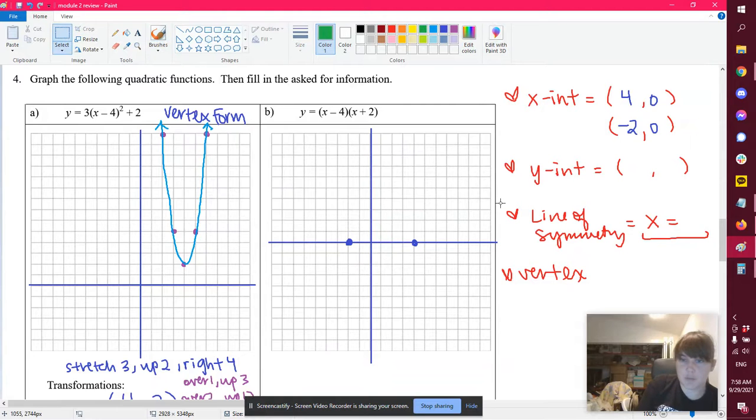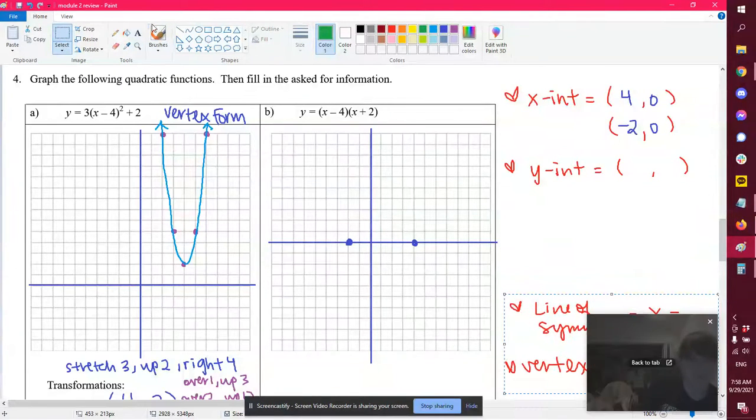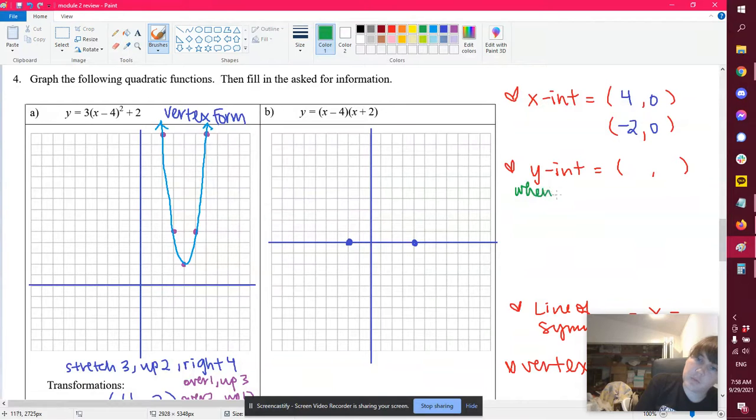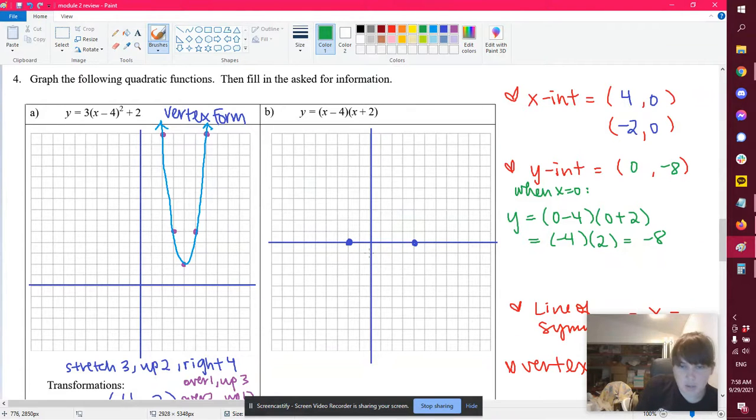All right, the y-intercept is when we plug in x equals 0 to our original equation. So plug in x equals 0. I say 0 minus 4 is negative 4. 0 plus 2 is positive 2. So our y-intercept must have been negative 8. 1, 2, 3, 4, 5, 6, 7, 8. Plot this on my point. Great.